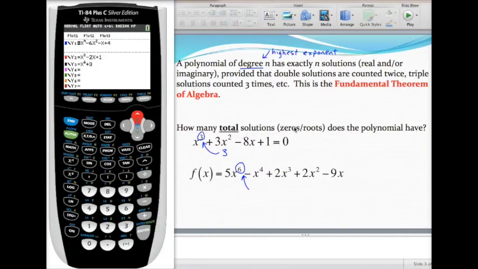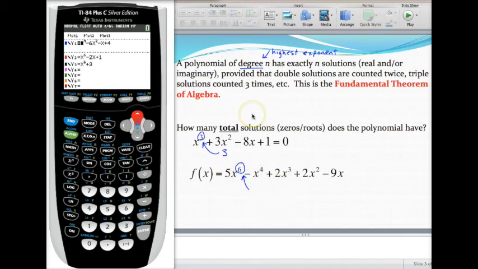To find the total number of zeros a polynomial has, we're going to use something called the fundamental theorem of algebra, which sounds very complicated, but it's actually very simple. Turns out that whatever your degree is, your highest exponent, that's how many solutions you have. So, for example, in this polynomial, our degree is 3, our highest exponent is 3, so it will have 3 total zeros. The second polynomial, my degree is 6, my highest exponent is 6, so it'll have 6 total zeros.